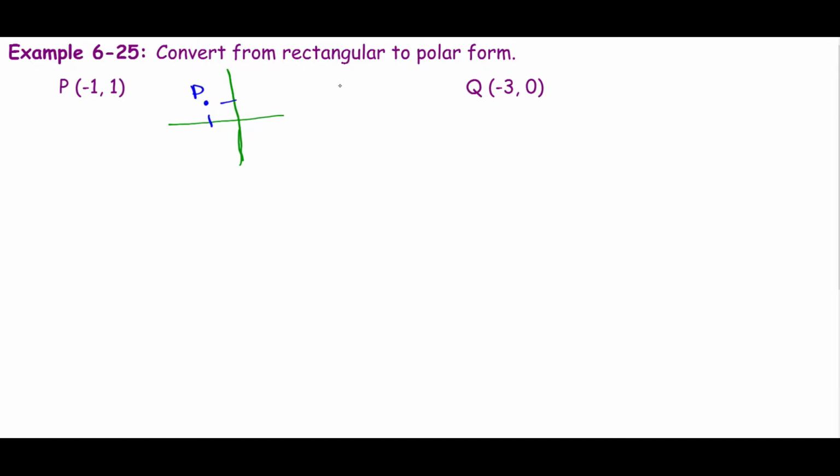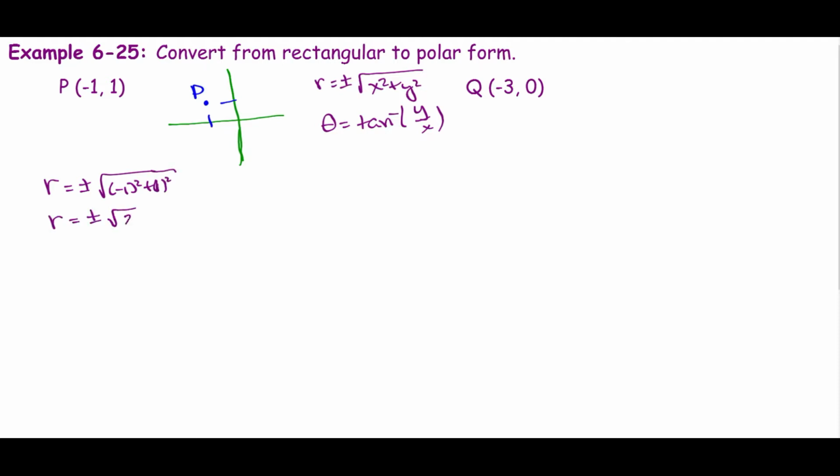Now I'm going to use my formulas: r is equal to plus or minus the square root of x squared plus y squared, and theta is equal to inverse tan of y over x. The first thing we're going to do is say r is plus or minus the square root of -1 squared plus 1 squared. So r is plus or minus the square root of 2. Then theta is equal to inverse tan of -1 over 1.